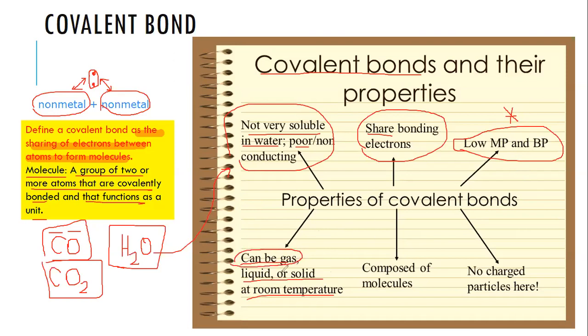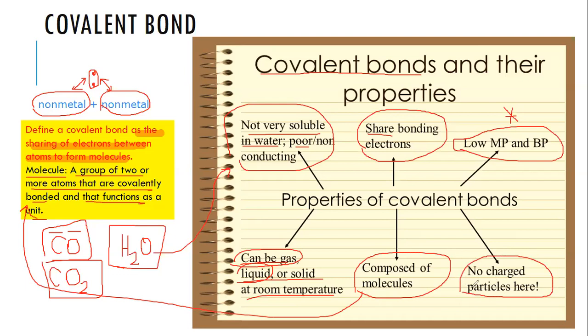okay? For example, there's something called Br2, it's bromine water, okay? Or they can also be in the solid phase, okay? And they are composed of molecules. Molecules are the structures formed when the covalent bond is formed, okay? And then no charged particles here. And then we don't have ions, positively and negatively charged ions interacting with each other in this case. And what happens is that they share electrons, okay?